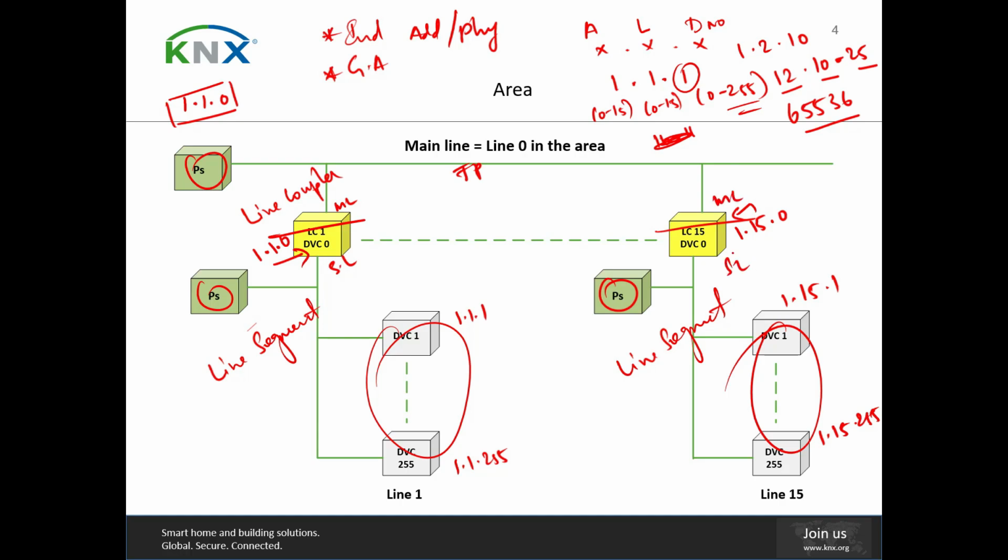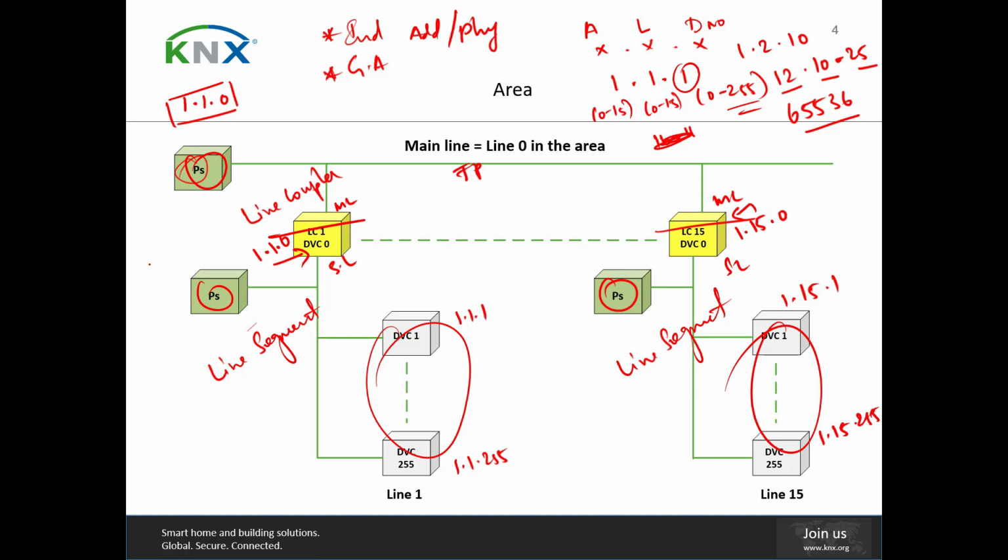So the secondary line and the main line are galvanically isolated. That means there is no electrical connection between them. There is only a software link between them. So the power from this power supply will not pass through this line coupler. So you need to have a separate power supply to make this line work. This main line is called the area line. Okay, this is the main line of area number 1.